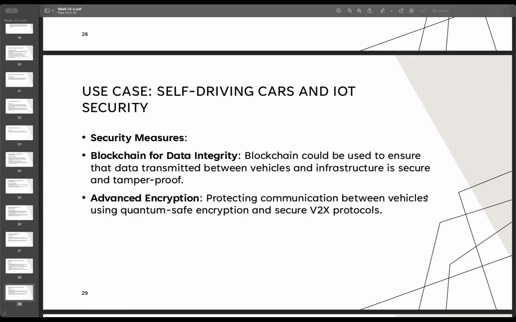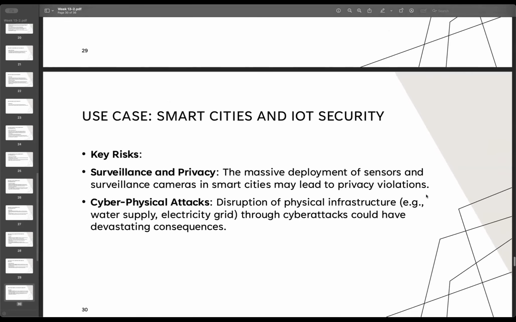We can maybe apply some AI and machine learning as well. Or we can use really advanced encryption to protect the communication between vehicles. You can use quantum-safe encryption to secure the V2X protocol. So it's a possible direction we can apply.